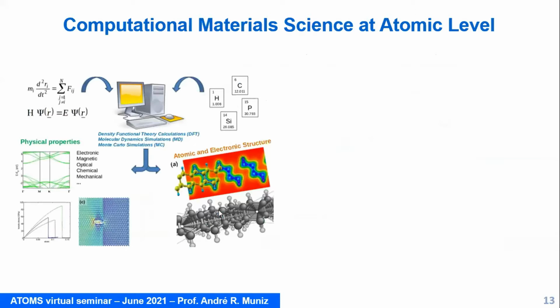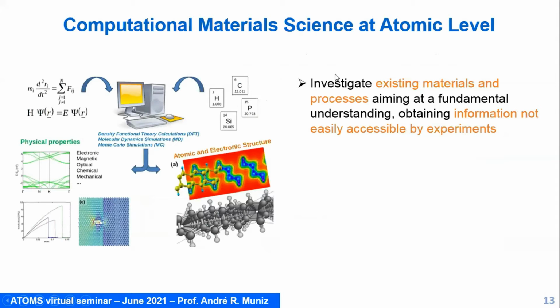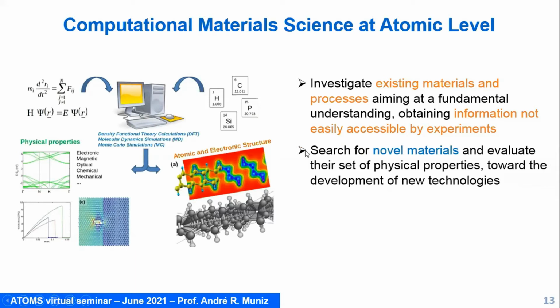So what's the deal? When we use the computer as an in silico laboratory, a virtual laboratory, it allows us to investigate existing materials and processes, aiming at a deeper, fundamental understanding, obtaining information not easily accessible by experiments. In this case, we can manipulate the atoms and observe the phenomena going on at the molecular level, but we can also use these tools to predict, to search for novel materials, and evaluate their physical properties even before they are synthesized in the lab, enabling new technologies. We can know a lot about the materials even before going to the lab.